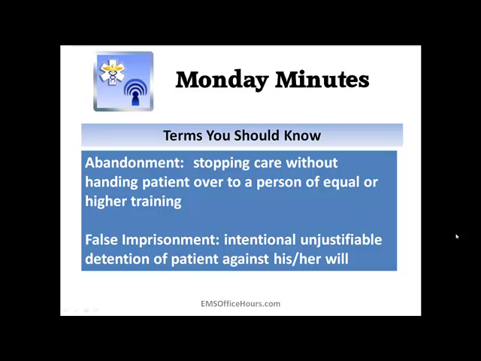Okay, so once you start that care, you can't just leave them alone. You've got to follow through or hand it over to someone with equal or higher training. And false imprisonment: this is the intentional, unjustified detention of a patient against his or her will. And then we go back to talking about things like consent, right? The involuntary consent, the implied consent, things like that.